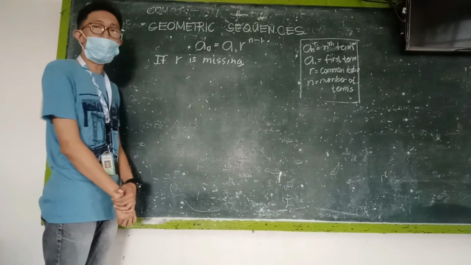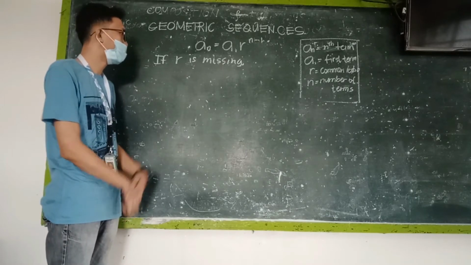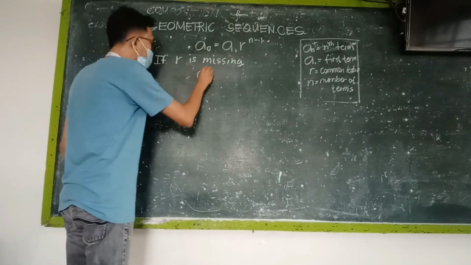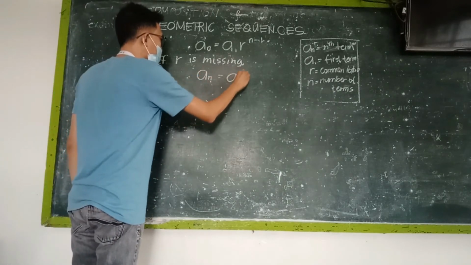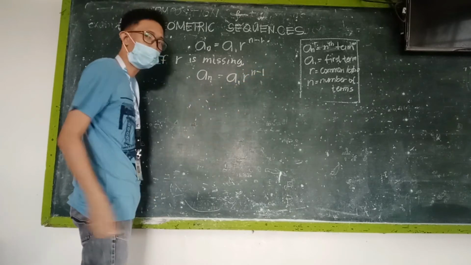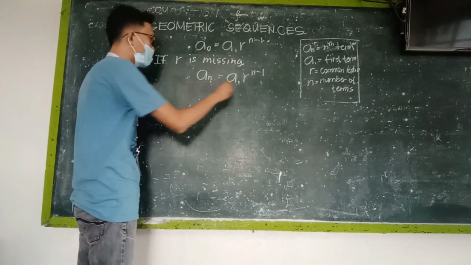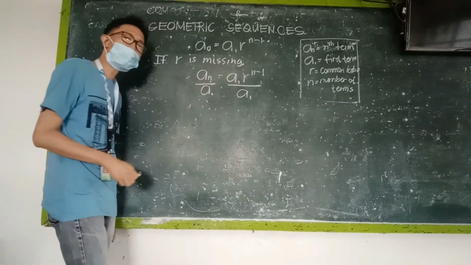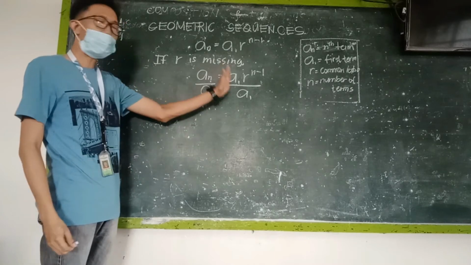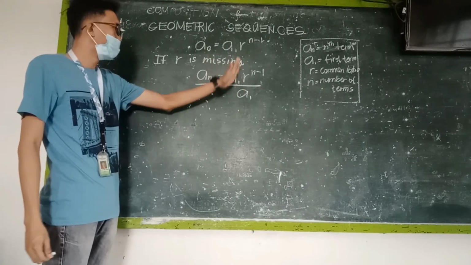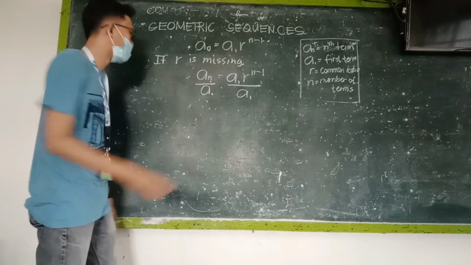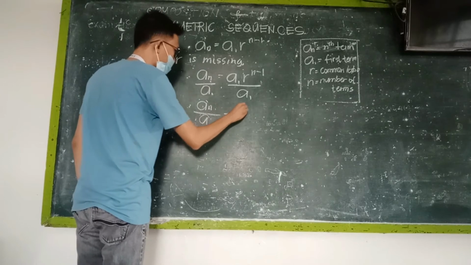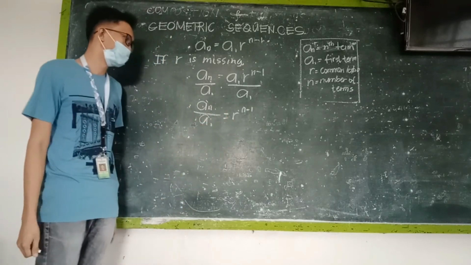Paano naman kapag r ang nawawala? So, kanina, a sub 1 ang nawawala. Ngayon naman ang r. So, given the formula, a sub n is equal to a sub 1 r to the power of n minus 1. So, i-divide muna natin both sides of the equation by a sub 1. Bakit i-divide natin ang a sub 1 ang both sides of the equation? Para mawala ang a sub 1 dito, ma-cancel out. Ang matitira na lang is r to the power of n minus 1. So, a sub n all over a sub 1 is equal to r to the power of n minus 1.